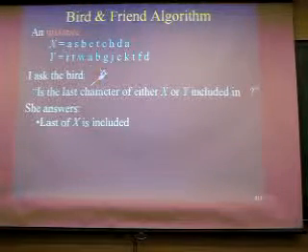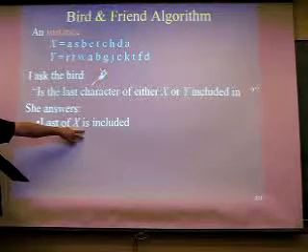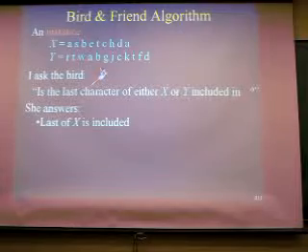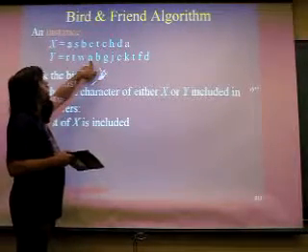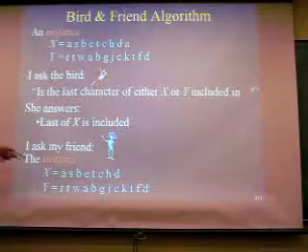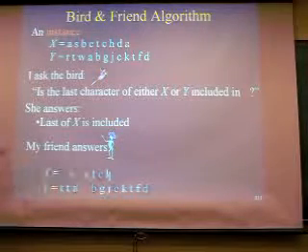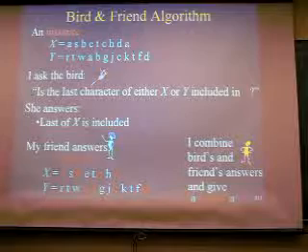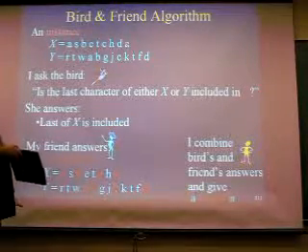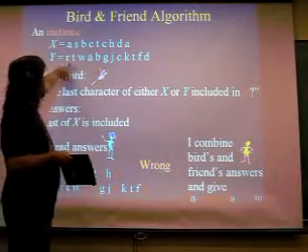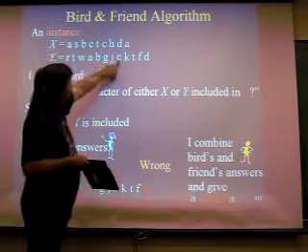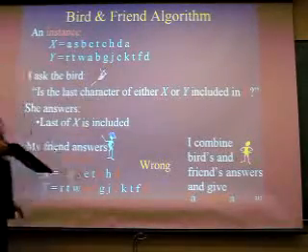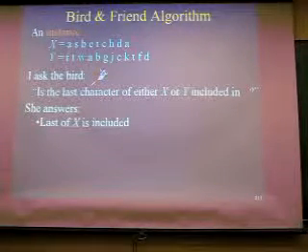All right, what happens if she says the last of X is included? Right, she says this A has to be in there. What do we give our friend? Well, if we gave our friend this, and then your friend gives you an answer, now what's your answer going to be? Right, you're going to just add the A back on? Right, but that's wrong. Right, because A, B, C, D, A, in fact, isn't a subsequence of this bottom guy. See that?